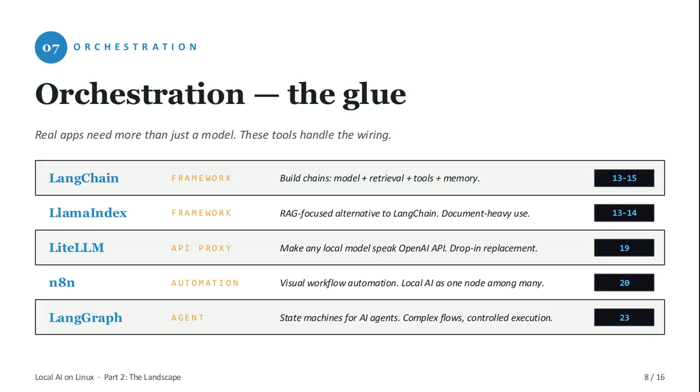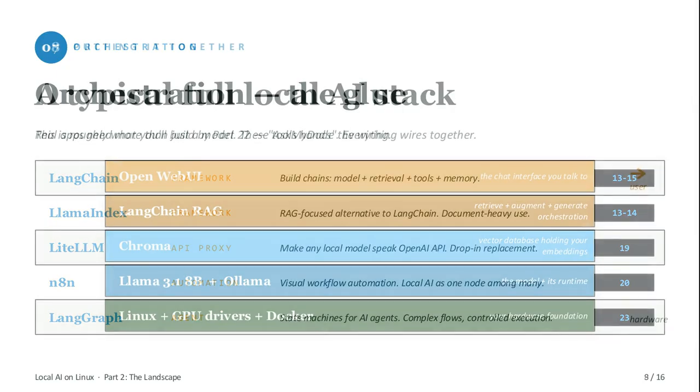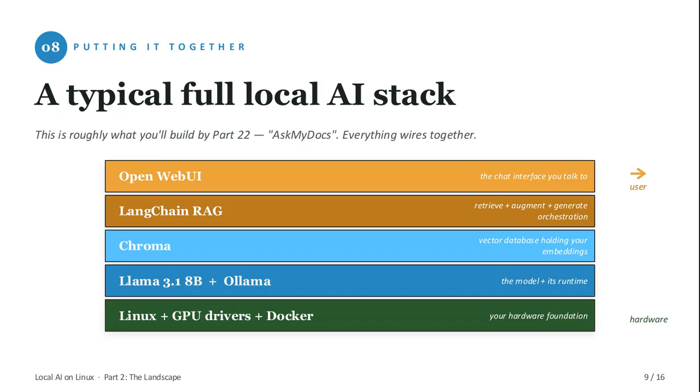N8N gives you visual workflows where AI is one node among many, and LangGraph steps up when you need proper state machines for agents. So here's how all those pieces actually stack up in practice. At the bottom, you've got Linux, GPU drivers, and Docker, the foundation everything runs on. Llama 3.1 8B served by Ollama gives you the model and its runtime. Chroma stores your embeddings, LangChain handles the retrieve, augment, generate dance, and Open WebUI is what the user actually talks to. 5 layers, cleanly separated. And by part 22, this is the Ask My Doc system you'll have running on your own machine.